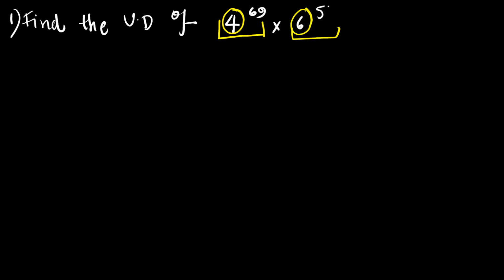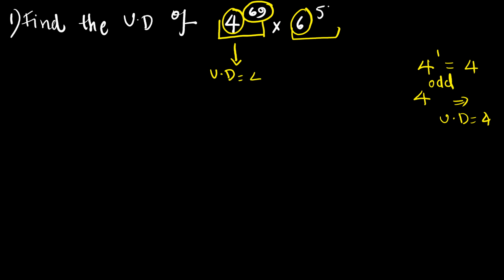So in 4 raised to 69, how we did it for 4? See the power. If the power is odd, then it's 4 raised to 1, which is 4. That is, when the power is odd, the unit digit will be 4. So here, seeing the power is odd, the unit digit is equal to 4.